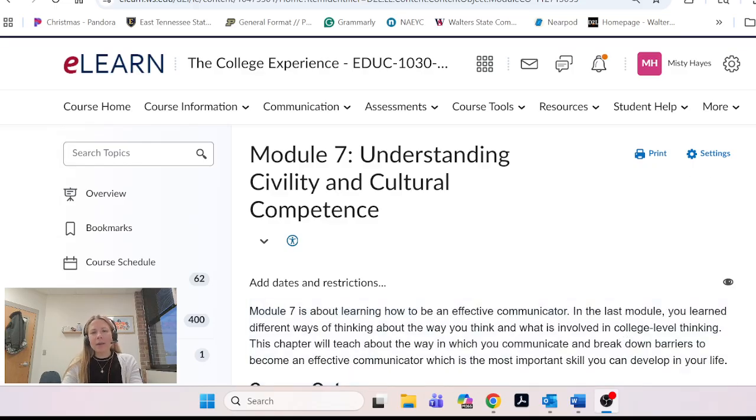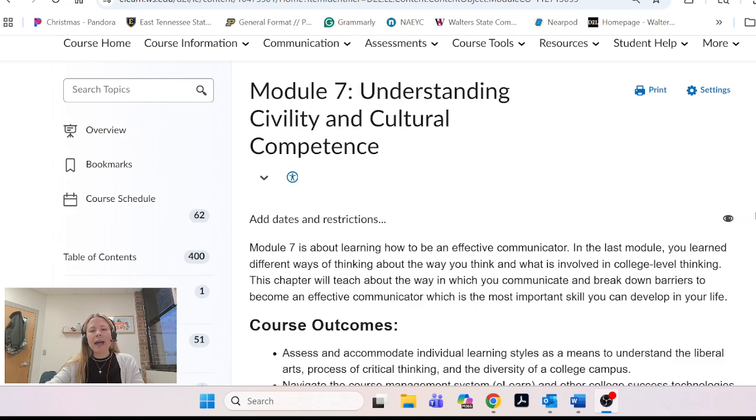So, in the last module, Module 6, you looked at critical thinking, different ways of thinking about your thinking. What does college level thinking look like? How do I prepare for exams? What does it look like to prepare and understand the text that I'm reading? So really this chapter is going to look at how you could become a better communicator.